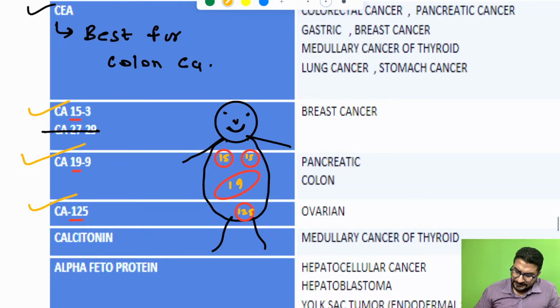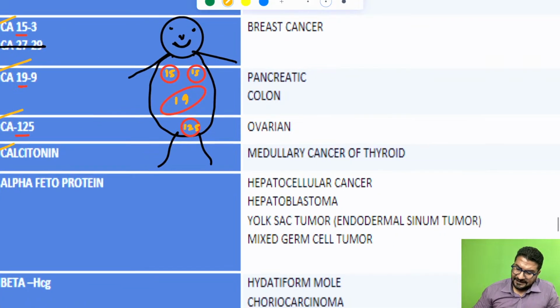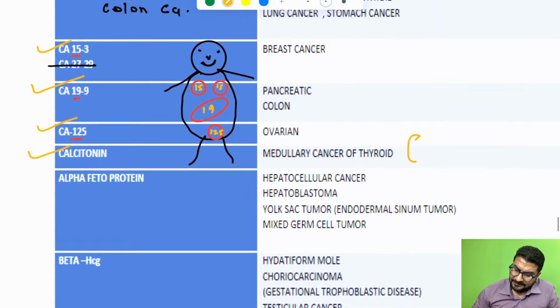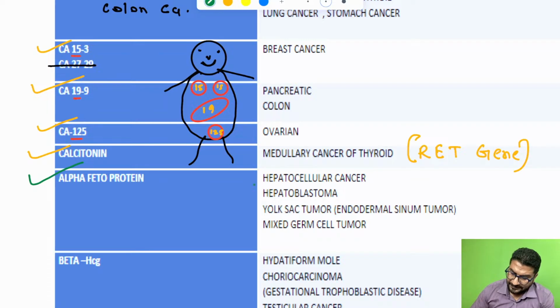Calcitonin, understand, calcitonin is a marker for MTC, and remember this MTC, it occurs due to mutation of which gene? Ret gene. They ask this again and again. It occurs because of ret gene mutation. Alpha fetoprotein, it is very very important. This question has come many times, for HCC, and remember it's also a marker for yolk sac tumor. Yolk sac tumor, HCC, hepatoblastoma.